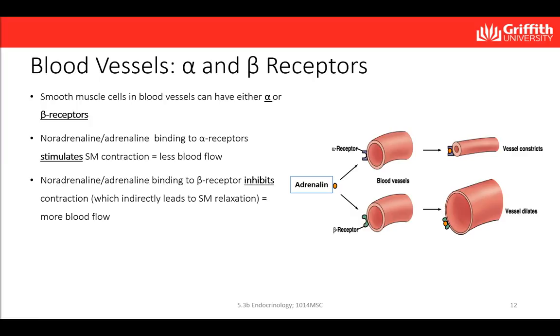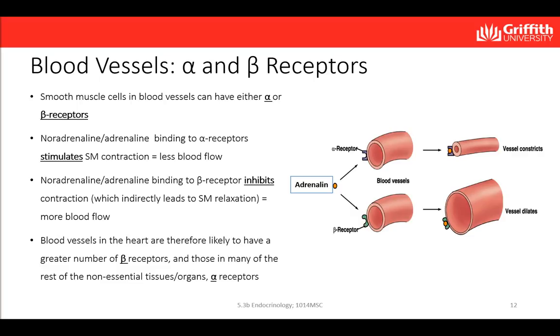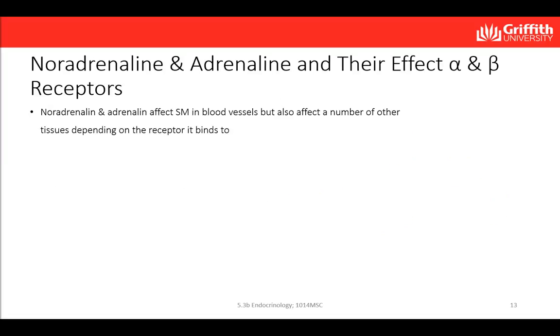These receptors play a significant role in the fight or flight response by increasing the blood flow to essential organs such as the heart and brain, and decreasing blood flow to non-essential organs. The blood vessels in the heart are therefore likely to have a greater number of beta receptors, whilst the rest of the non-essential tissues and organs have a greater number of alpha receptors. Other than smooth muscle in the blood vessels, adrenaline and noradrenaline can also affect a number of other tissues, depending on the receptor it binds to.